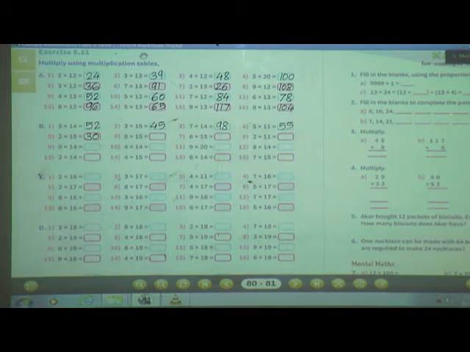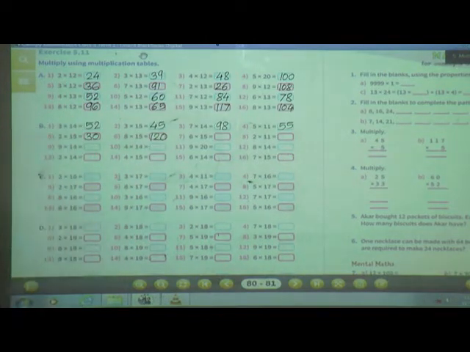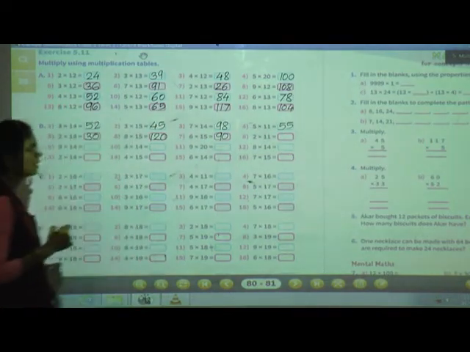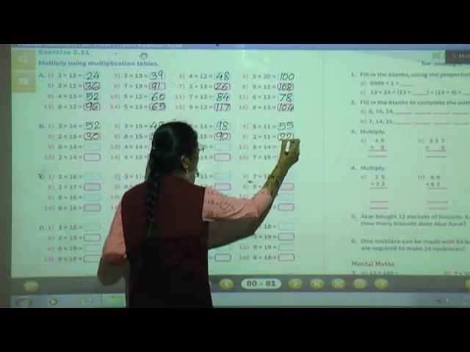Then 15 into 8. Yes, 15 eights are, say the table of 15. 15 eights are 120. Next, 6 into 15. Again say the table of 15 in your mind. See, all the times you have to say the tables in your mind. 15 6s are 90. Okay. Next, 2 into 11. 11 twos are 22.